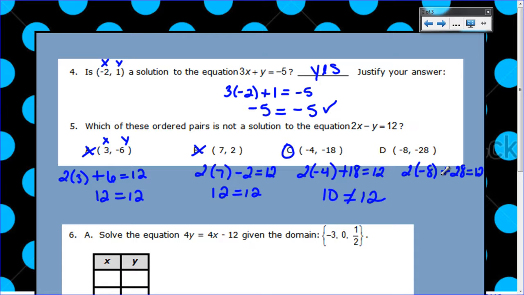And negative 16 plus 28 equals 12. So this makes 12 and this makes 12. So that's also a solution. So C is my only answer.